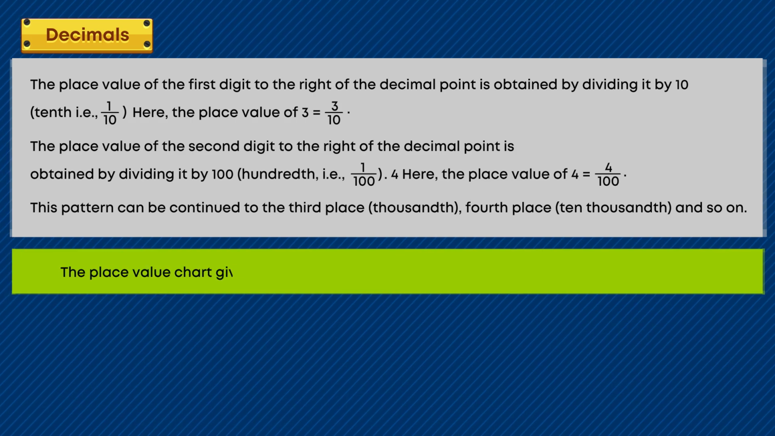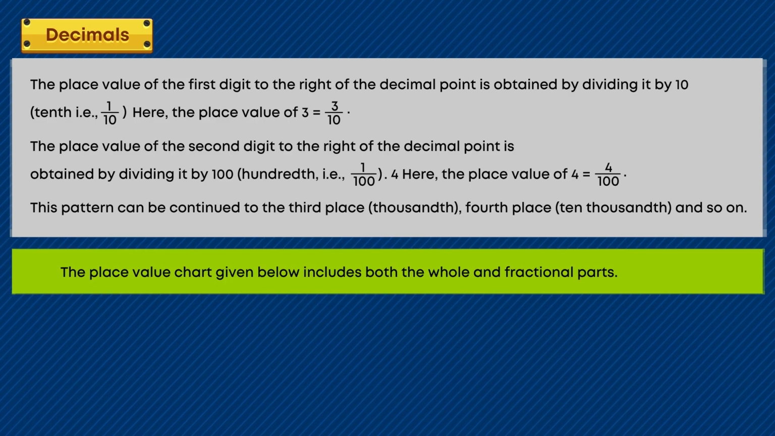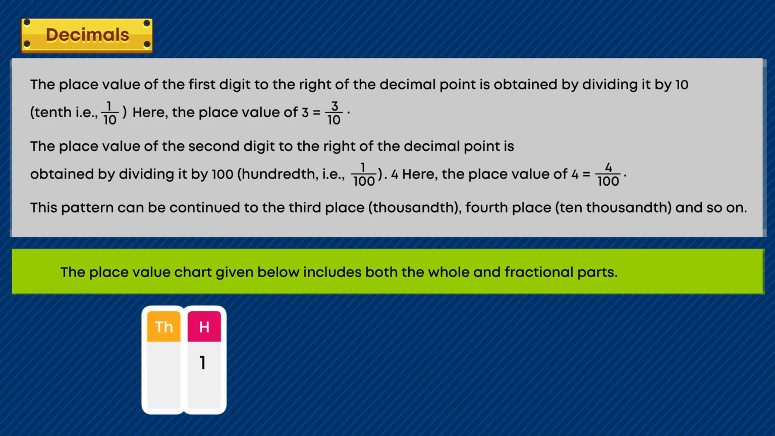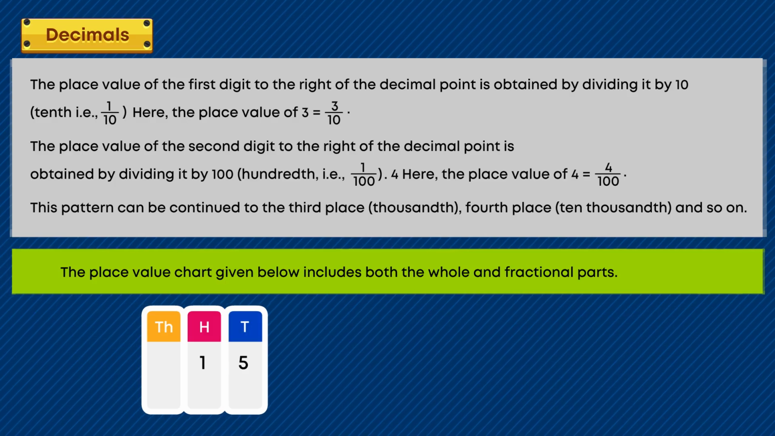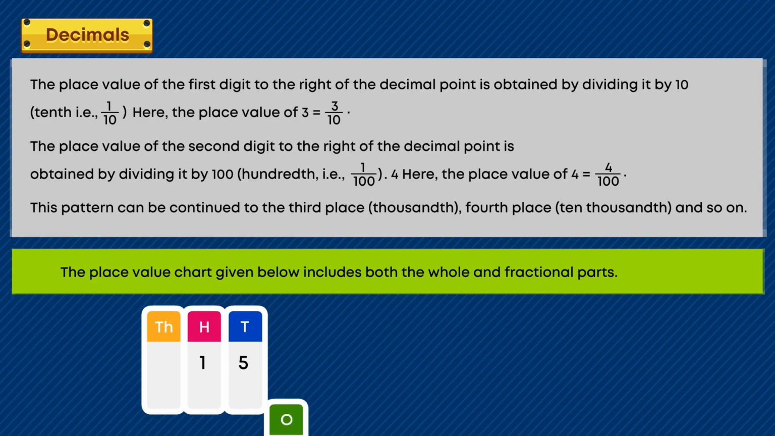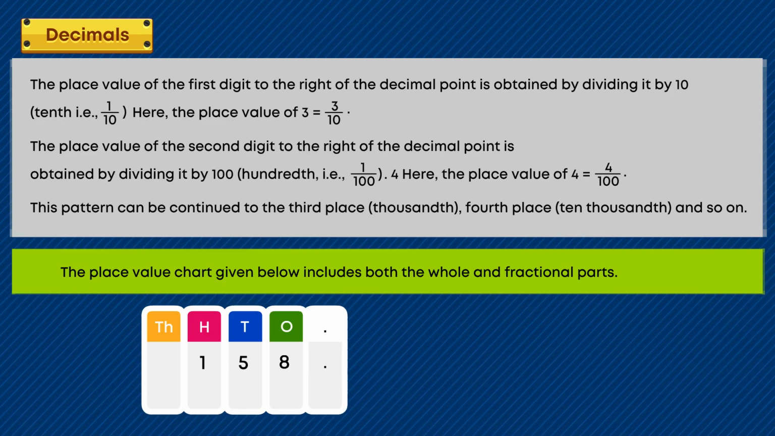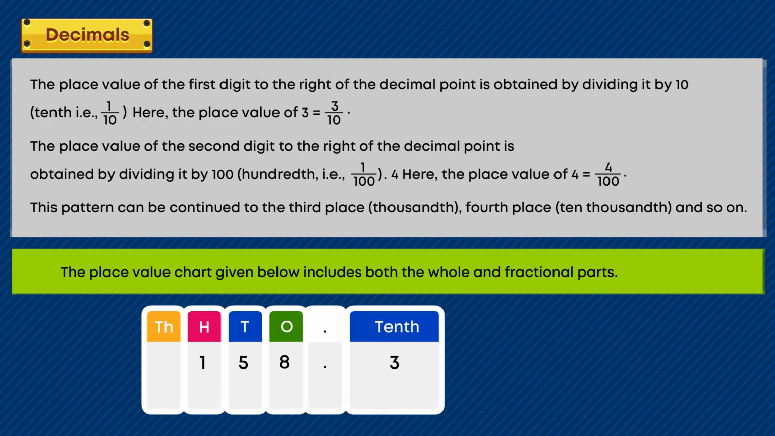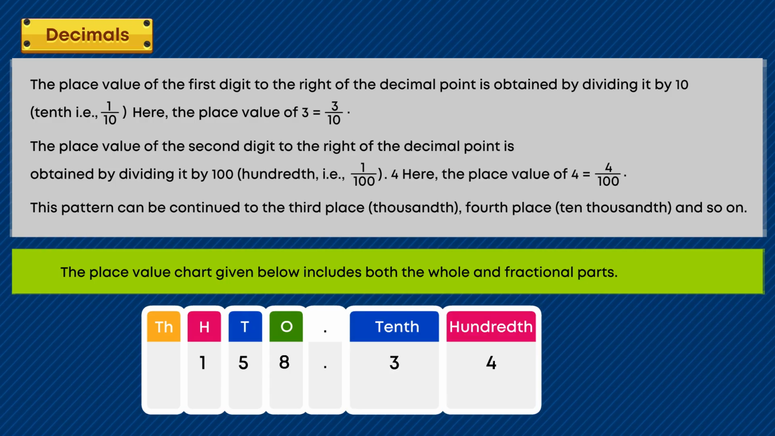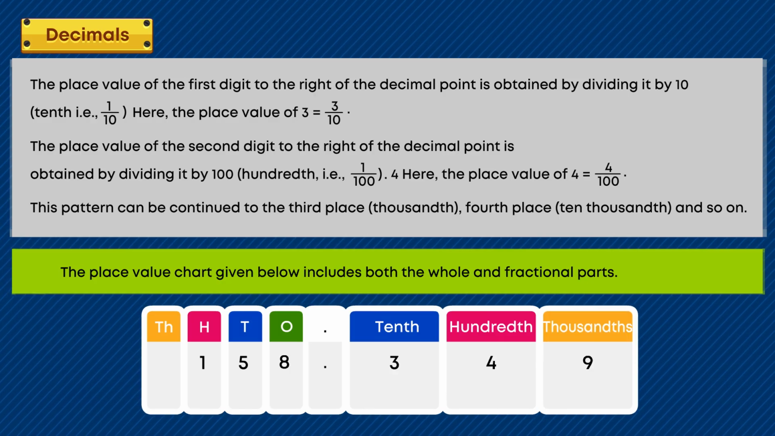The place value chart given below includes both the whole and fractional parts. 1 in hundreds place, 5 in tens place, 8 in ones place. Decimal point. 3 in tenths place, 4 in hundredths place, 9 in thousandths place.